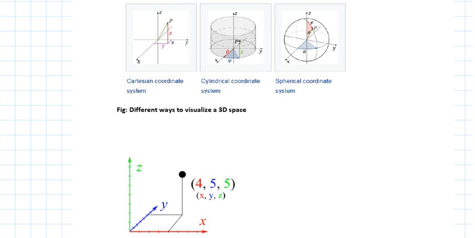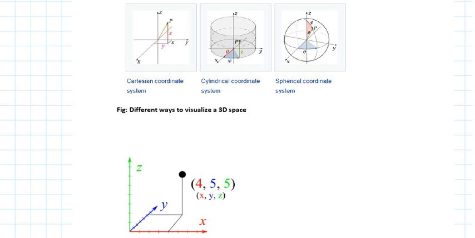So this was about different coordinate system representations of the three-dimensional space. If you want to know more about the other representations which we are not going to use in computer graphics, say cylindrical coordinate system or spherical coordinate system, you can surely dig the internet and find more about them.